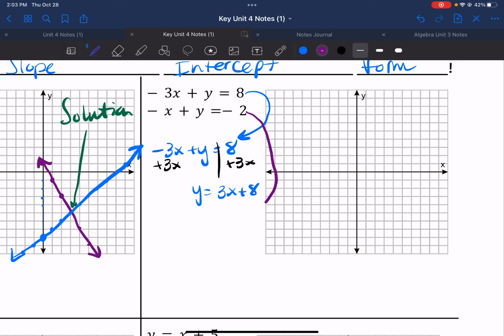All done. This is going to go down here. Negative x plus y equals negative 2. All right, I'm going to add x here. I'm going to add x here. So I have y equals x minus 2.